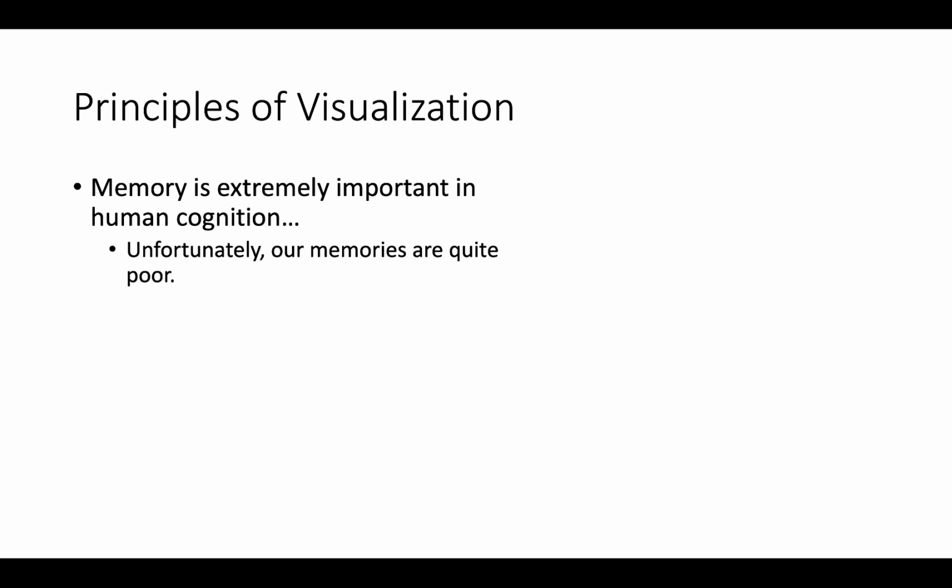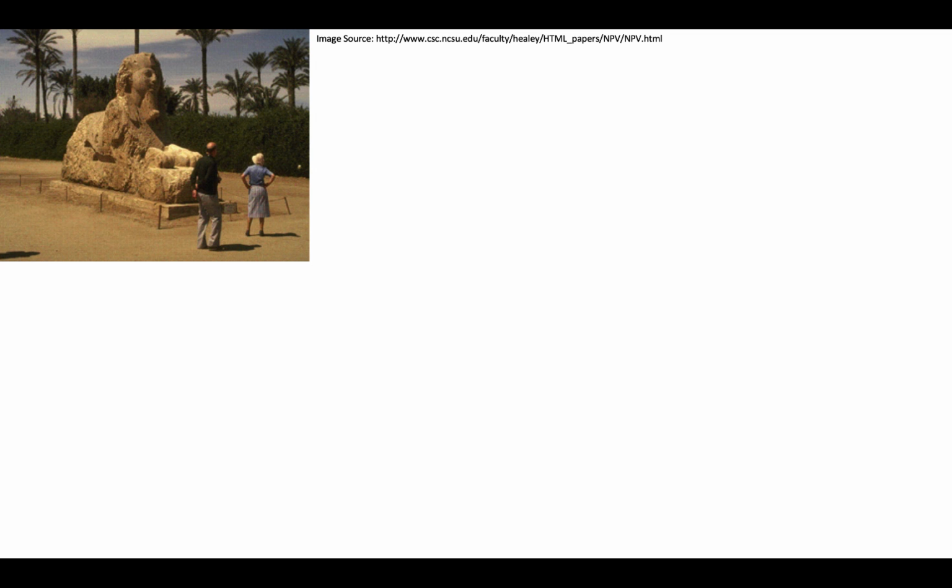Now, the third thing is the problem of memory. Memory is extremely important in cognition, but memories are really quite bad. Taking a look at this picture, what is this a picture of?